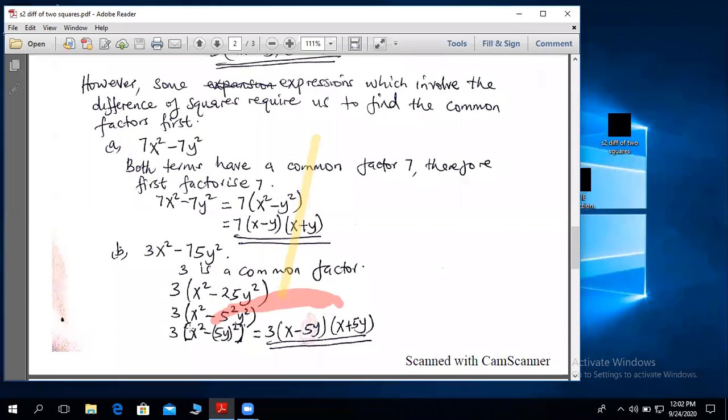So the answer will be, don't forget this 3, it will be 3 into the multiple of the difference and the sum of the numbers. The difference is x minus 5y, and the sum is x plus 5y. So the difference of two squares, don't forget, if you have two numbers which are squared, the answer you get is the sum of the numbers multiplied by the difference of the numbers. Now, any question before we proceed?